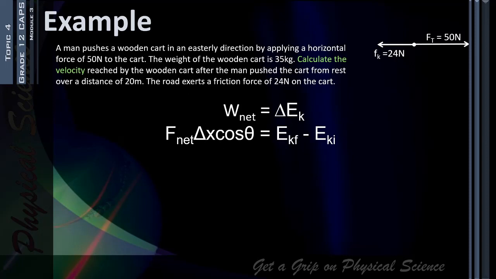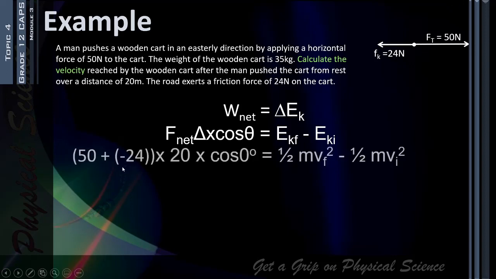So we need the net force. There's an applied force of 50 Newton, and then there is friction against the motion of 24 Newton. So the net force will be 50 plus the negative 24 of the friction. Multiply that by the displacement. They said it's over a distance of 20 meters. Multiply by the cos of the angle, and the angle here is 0 degrees because the net force and the displacement are both in the same direction.